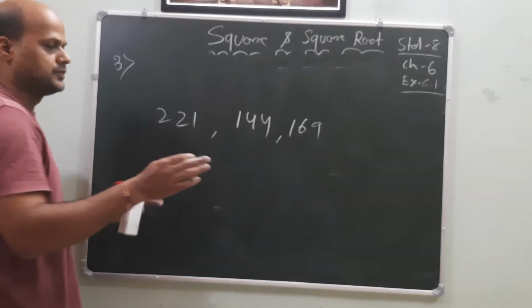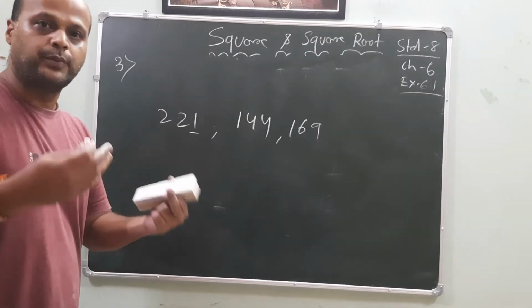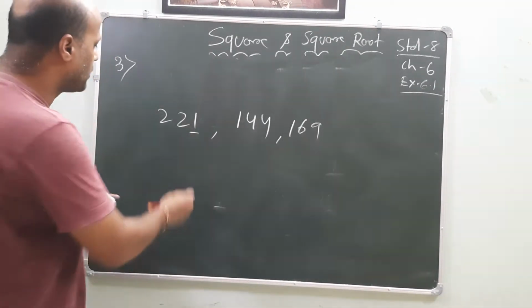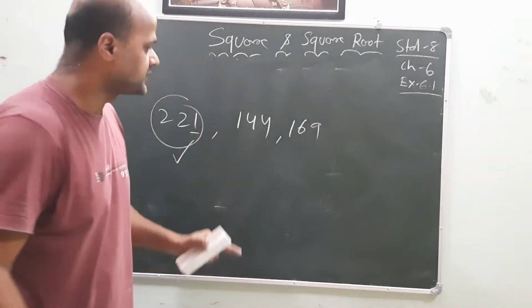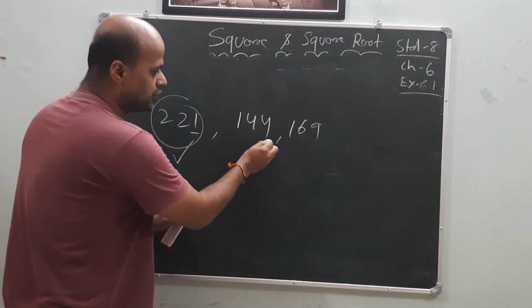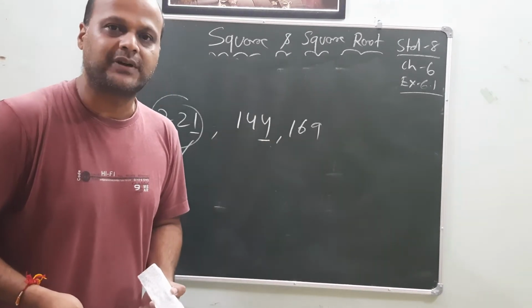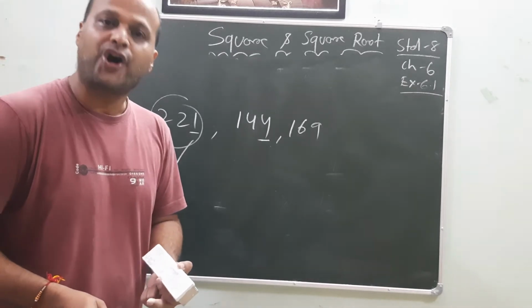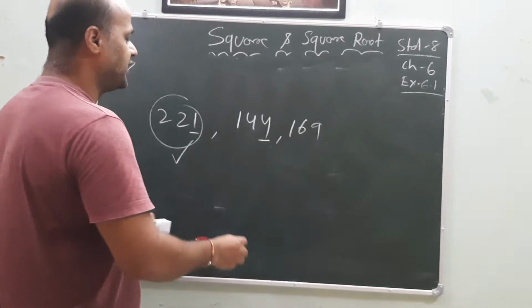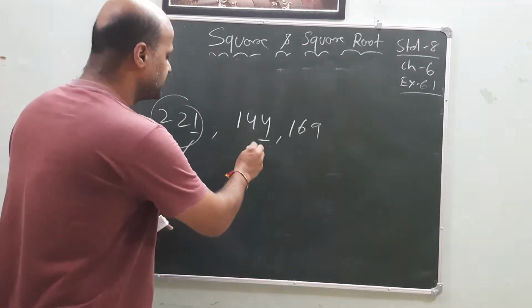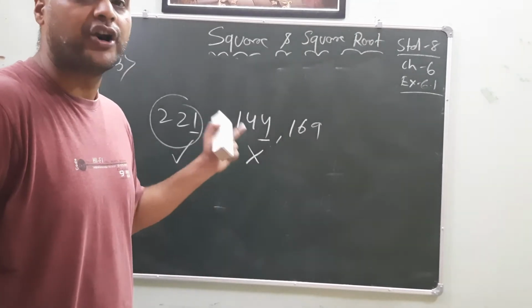First go for the unit place. In the unit place, 1 is there. If I multiply 1 twice, 1 will come. It is an odd number. So this is the square of an odd number. Understood, my dear friends? Now this one, in the unit place, 4 is there. If I square 4, 16 will come. Is 16 even or odd? Sorry, it is an even number. So it is not the square of an odd number.